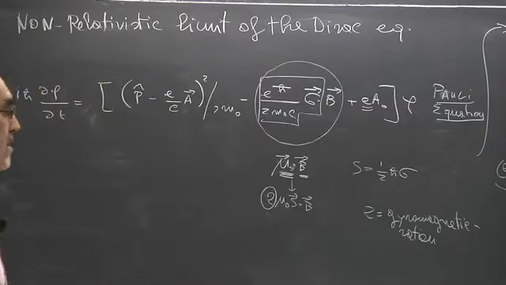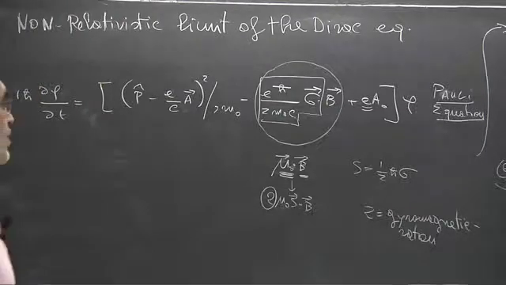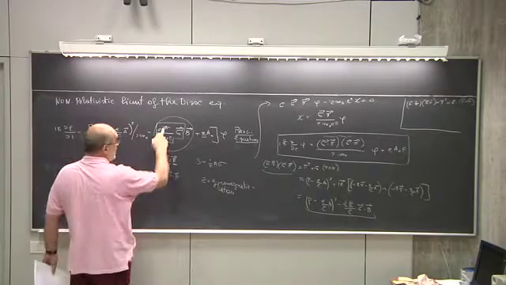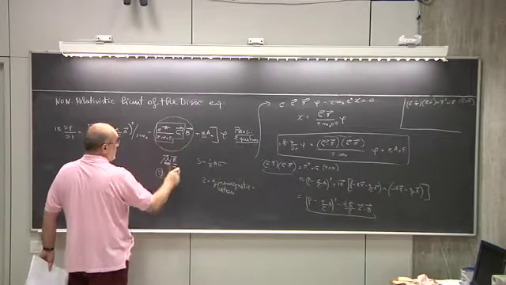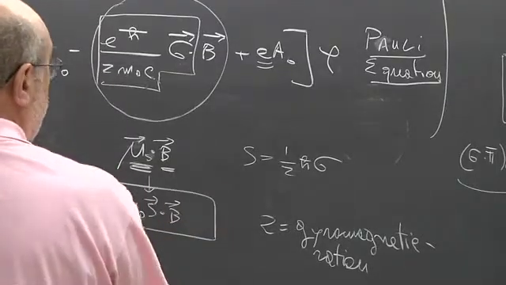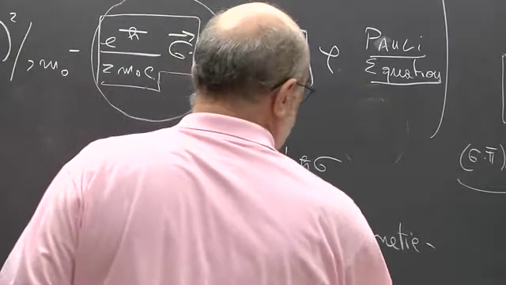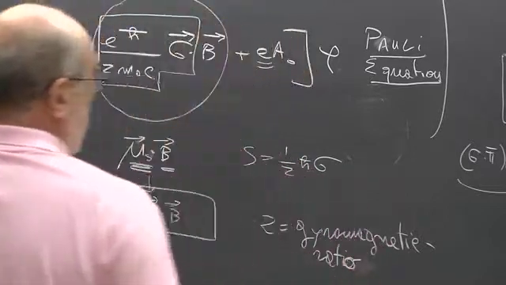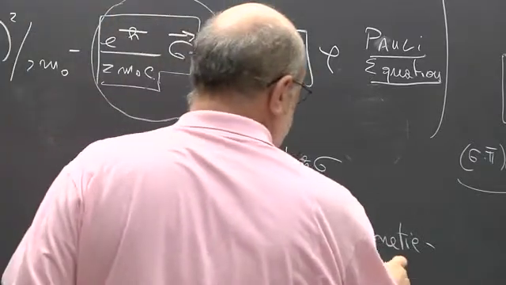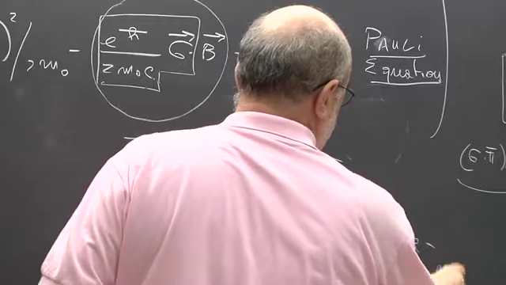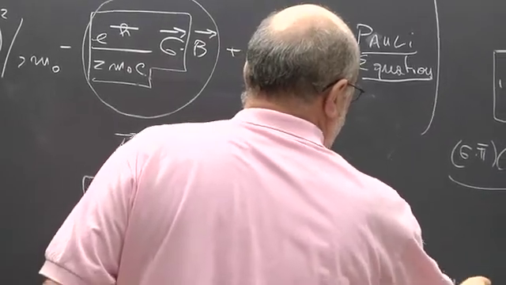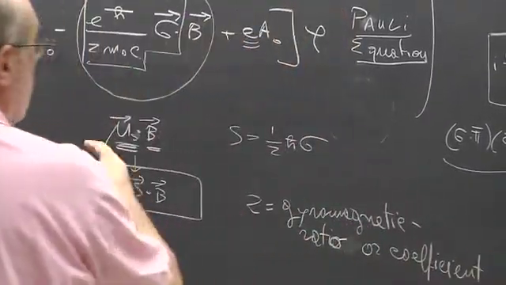They called it anomalous and so on and so forth. For the spin, it was this 2. Now we understand this quantity. So the gyromagnetic ratio, or coefficient, for a spin 1/2 particle is 2.